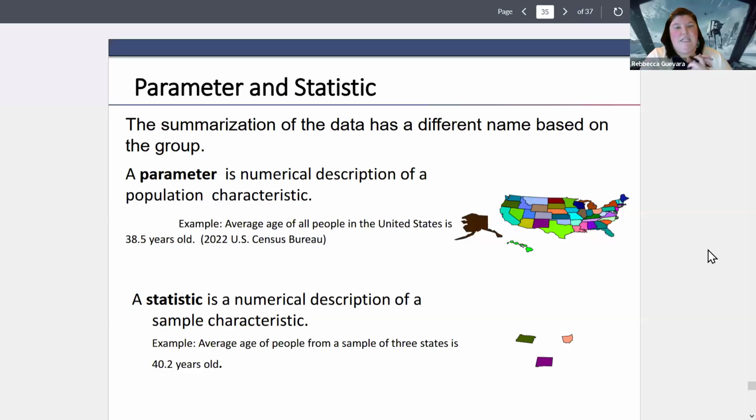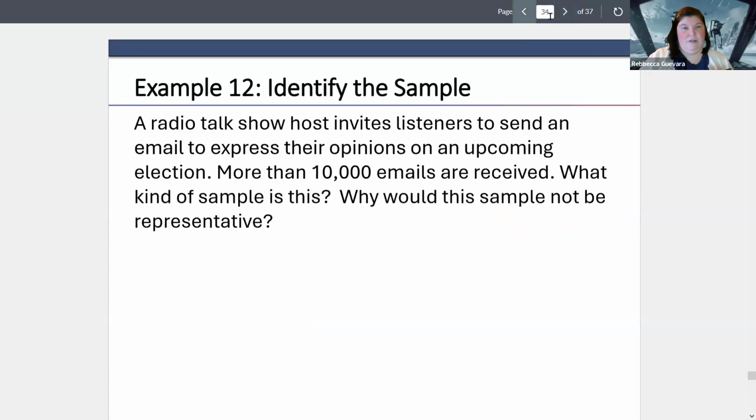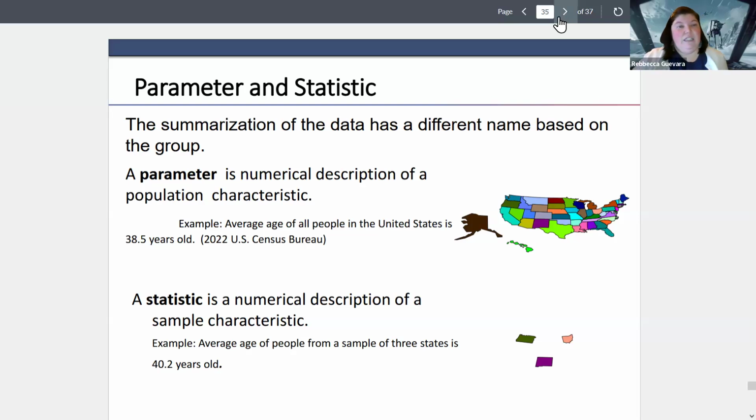Okay. And I lost the objective for this one. So this one, the objective has to do with identifying what is called a parameter in a statistic.